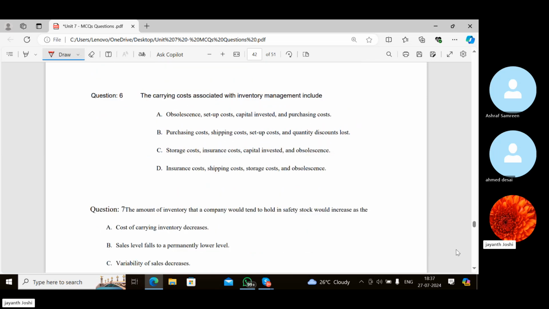The carrying costs associated with inventory management include what? What are carrying costs? According to me, storage cost, insurance cost, capital invested, that is opportunity cost, and obsolescence. Option C. Next question.